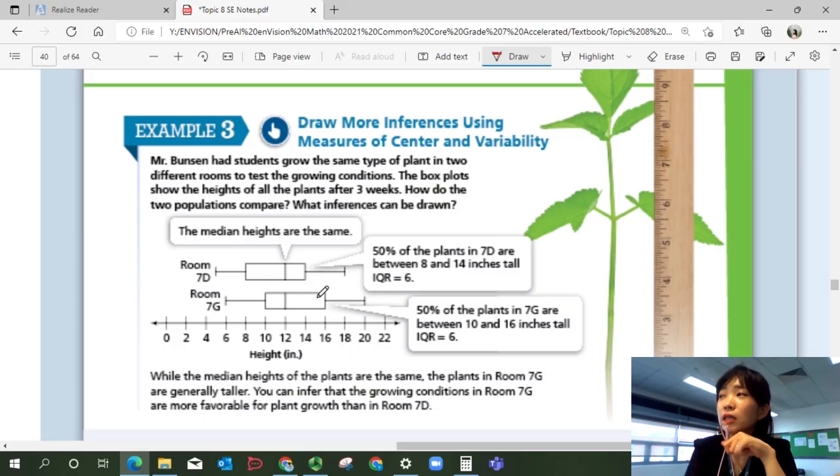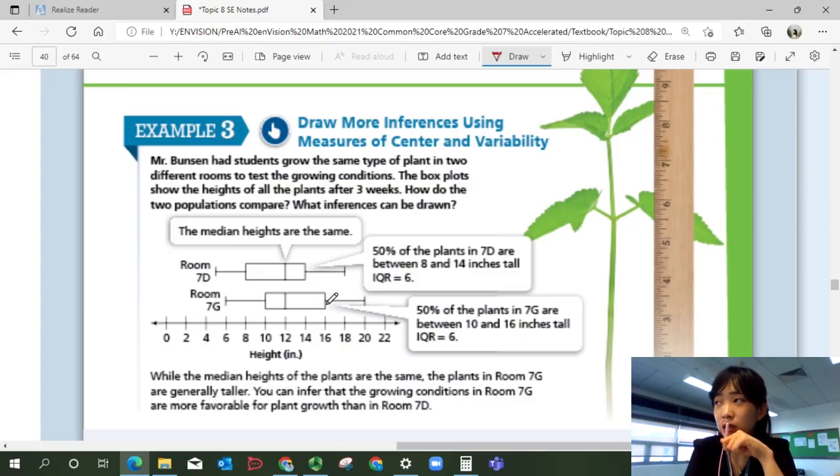So if you look at these box plots, you can see that the median heights are the same. But are the boxes the same? Are the minimum and maximum the same? No. Room 7D has a lower Q1 and a lower Q3. 50% of the plants in 7D are between 8 and 14. The IQR is 6. 50% of the plants in 7G are between 10 and 16.